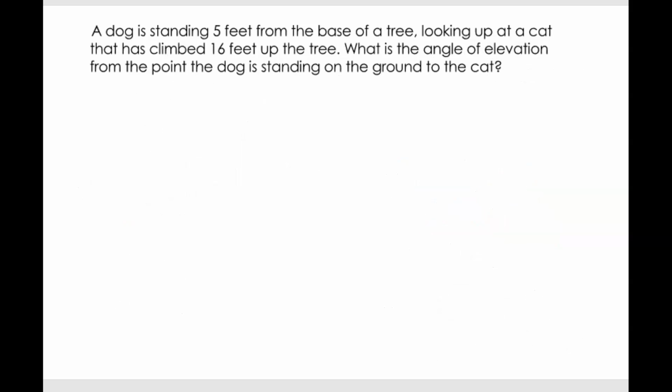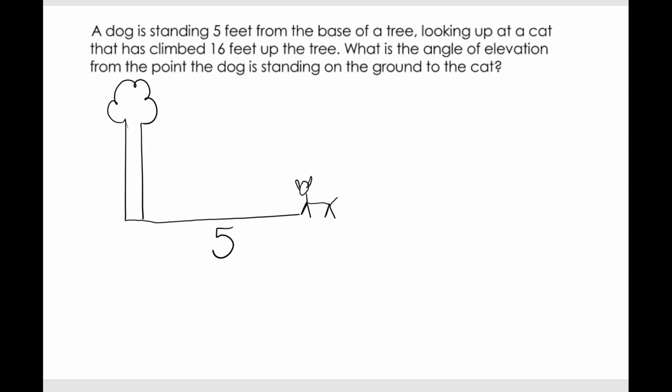A dog is standing 5 feet from the base of a tree, so think about a tree. Trees usually are vertical. The dog is standing away from the base of the tree, so you have your dog. I don't really draw the best dogs. There's your dog. Let's give it some ears. That looks like a cat. It's standing 5 feet from the base of the tree, looking up at a cat that has climbed 16 feet up in the tree, which would imply the tree is about 16 feet tall.